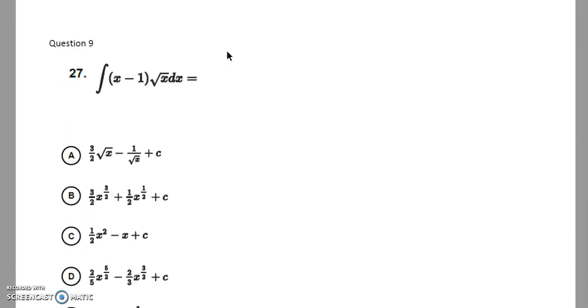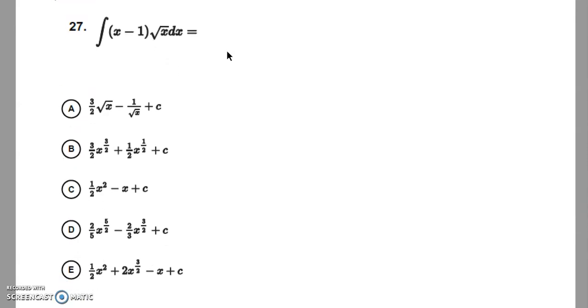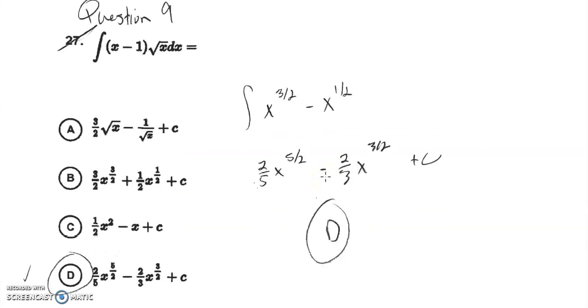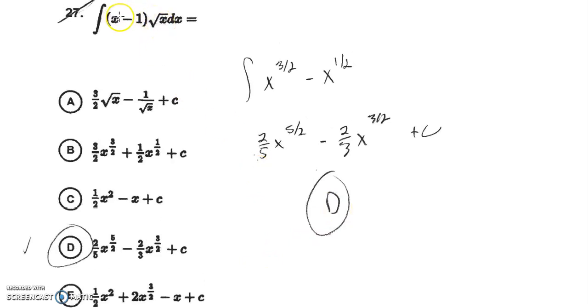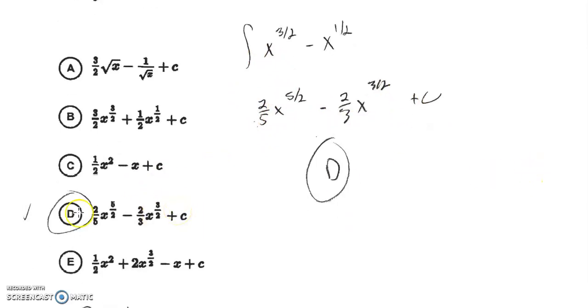Question 9. All right, so I have the same type of thing here. I'm not going to give you any hints except to watch your negatives. And go. Here comes your answer. Hopefully you got that one right after the last one. I got D. When I distributed this into those guys, x to the 3 halves, x to the half, there's a minus. It's almost exactly the same as the last one. I get 2/5 x to the 5 halves minus 2/3 x to the 3 halves plus a constant. So D.